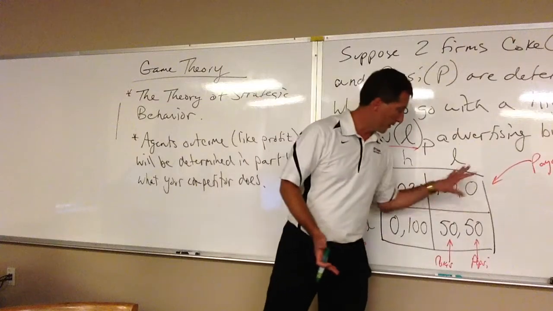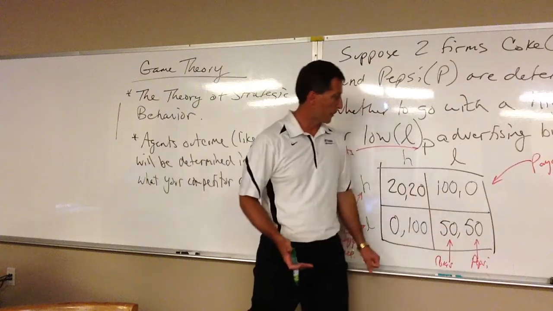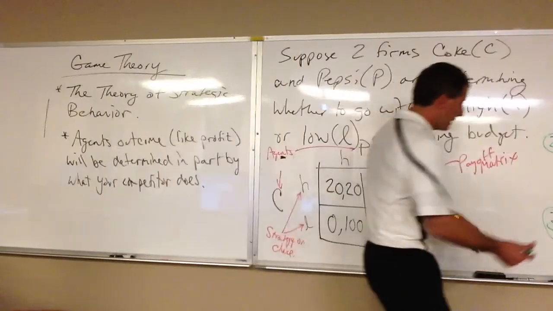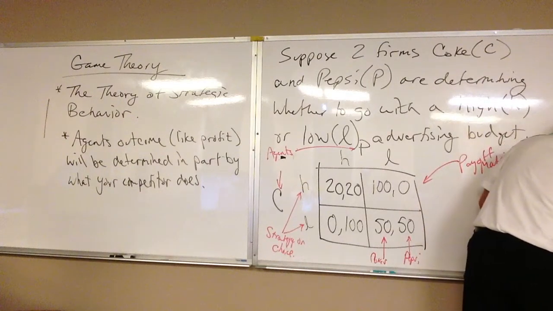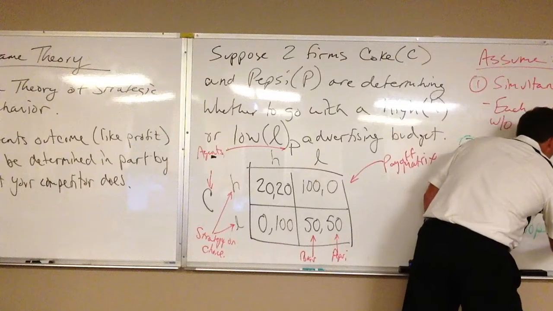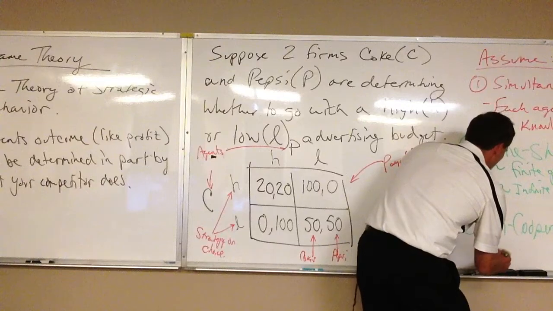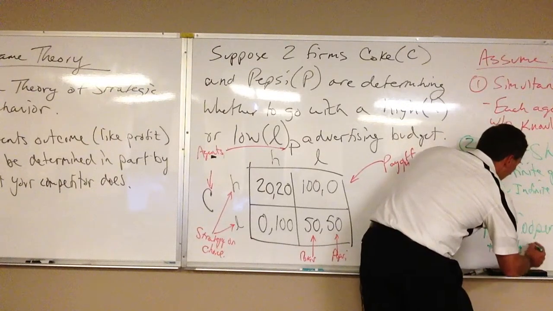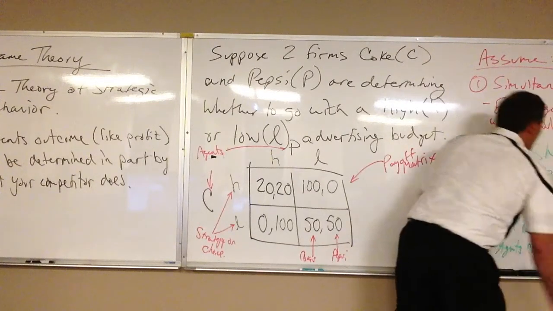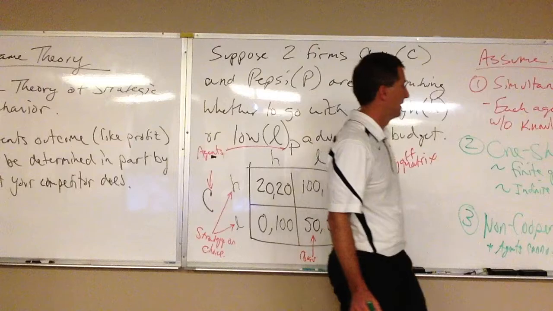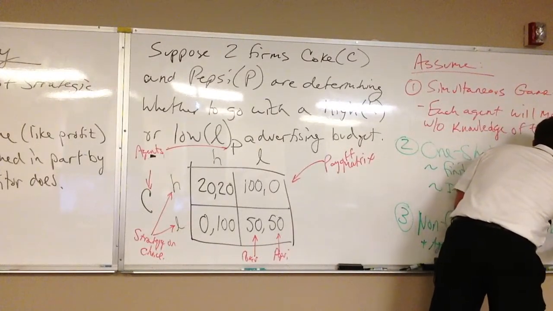So under that set of circumstances, the collusive arrangement's not possible. But we need to put it down. So this is a non-cooperative game. In other words, the agents are not allowed to cooperate with each other. So agents cannot collude. It could be cooperative.